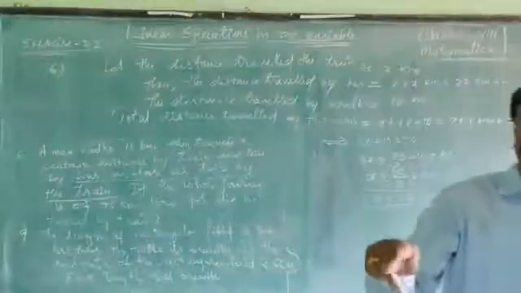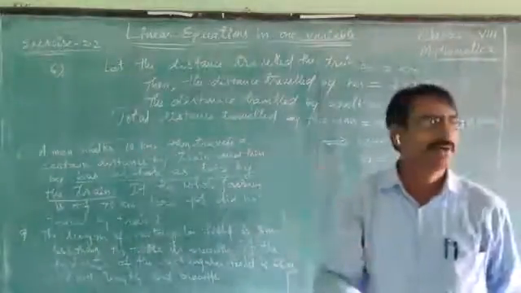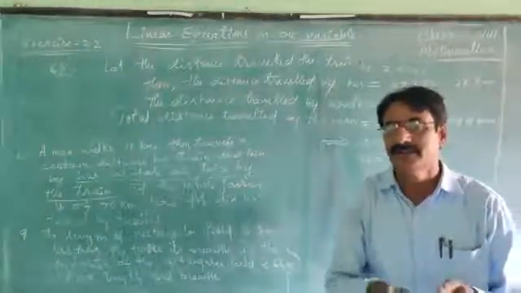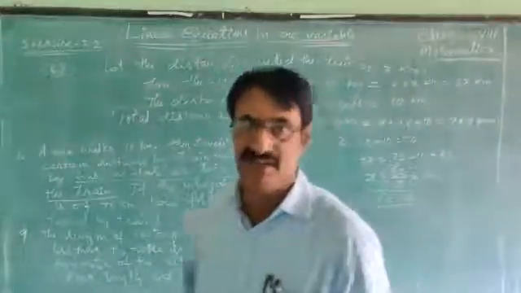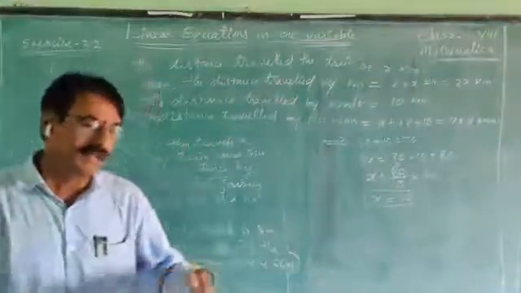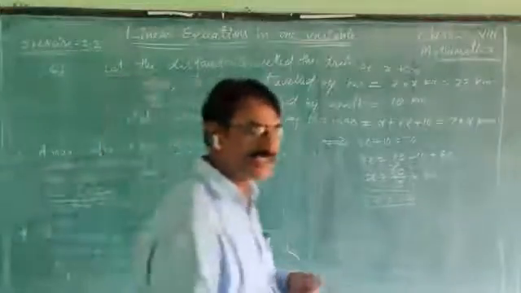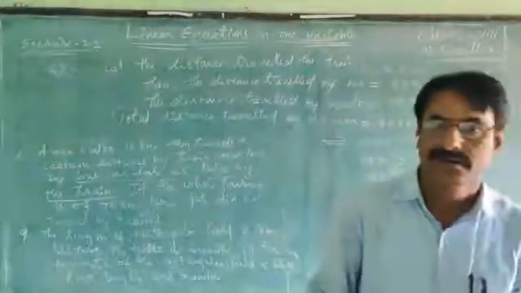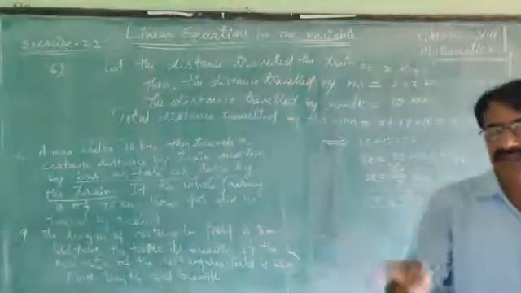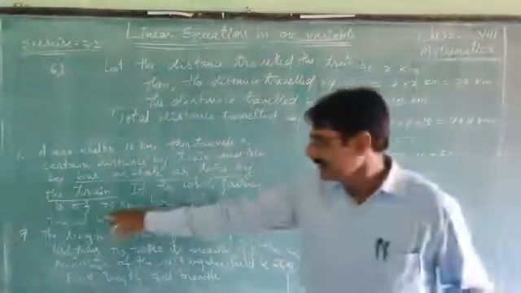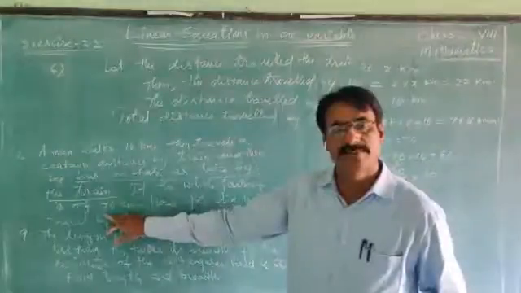By bus, how much? Twice of 20, 40. 20 plus 40? 60. How much distance traveled by walk? The distance is 10. 60 plus 10? 70. Yes, the given total distance is also 70.